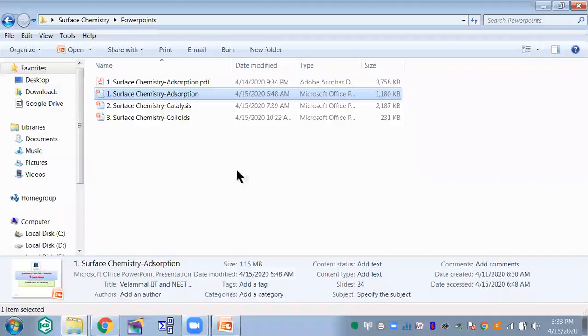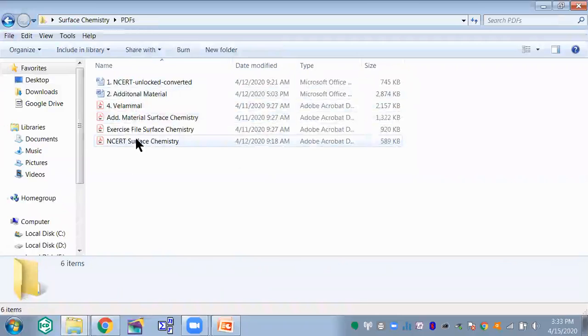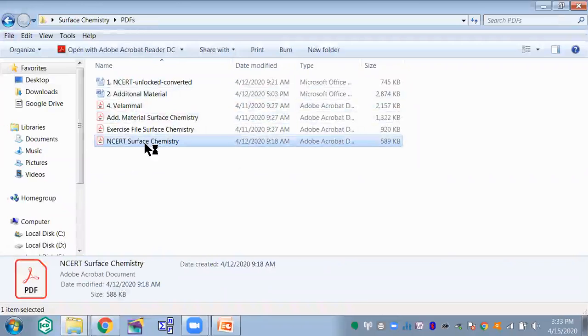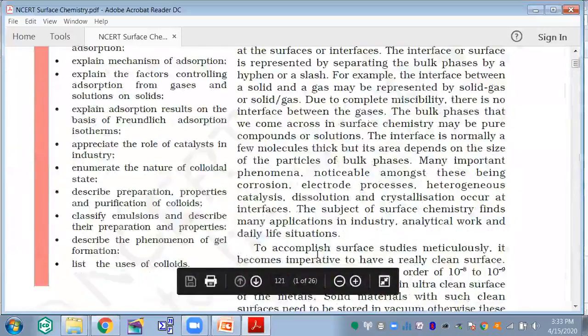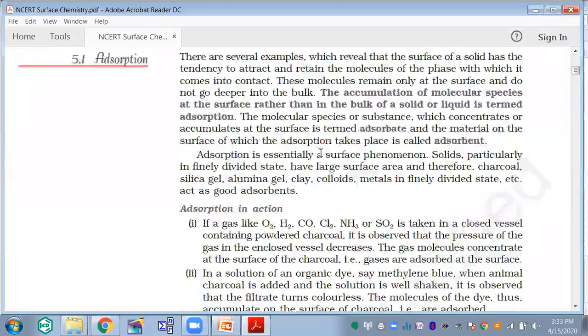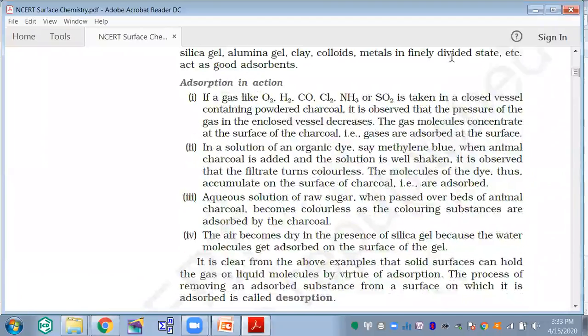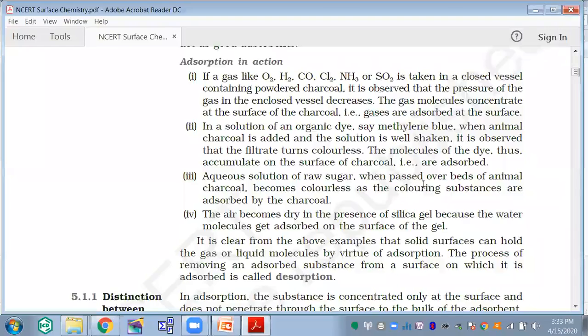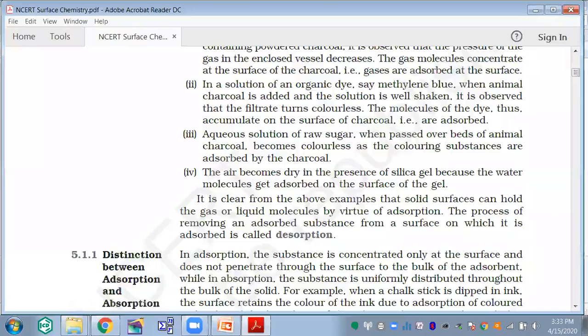In NCERT, up to what have we discussed? Once again I am showing you. All the points covered in NCERT, only those I have made into PowerPoints. In NCERT, there is an introduction part. Under adsorption in action, they have given examples: the adsorption of gases, the adsorption of a dye, methylene blue, removal of waste material from sugar, and air becoming dry in the presence of silica gel. These are the adsorption in action examples they have discussed in detail.